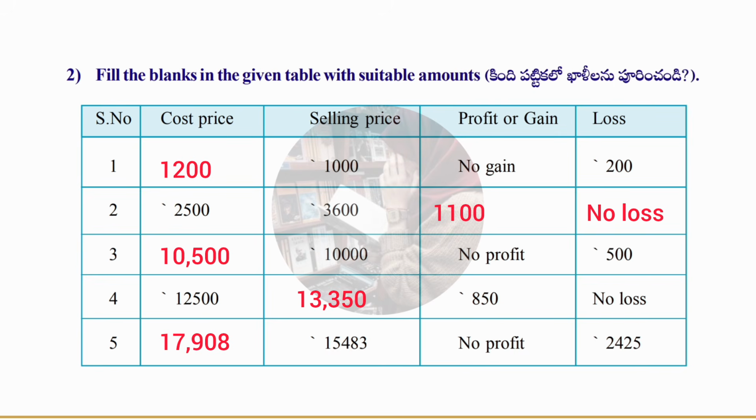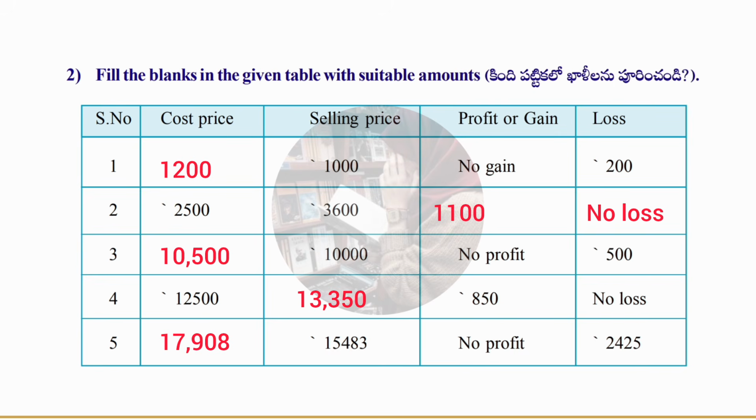Next, fourth one, 12,500 is the cost price, selling price is not given, and it says that 850 we have gained, meaning the selling price is more than the cost price. That's why the answer is 13,350. Understood, guys? So here we got a profit of 850. Okay, let's see the last one.